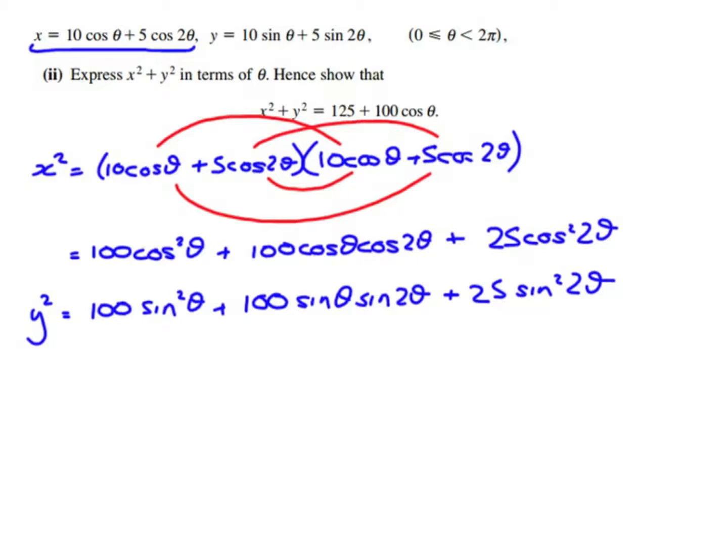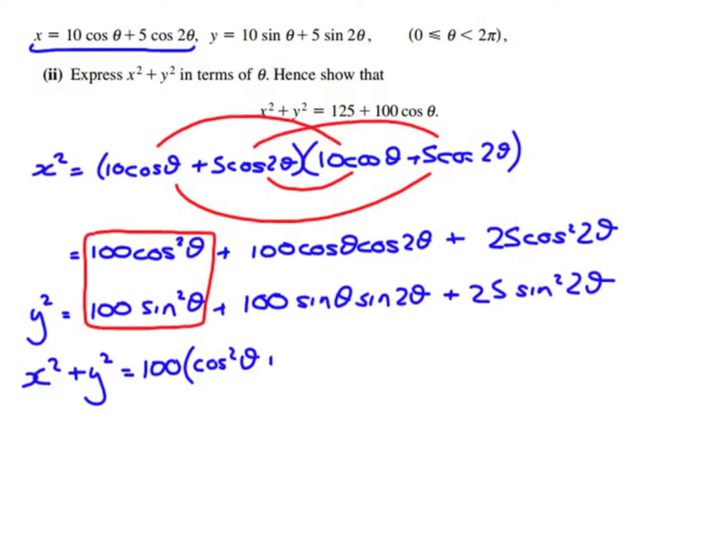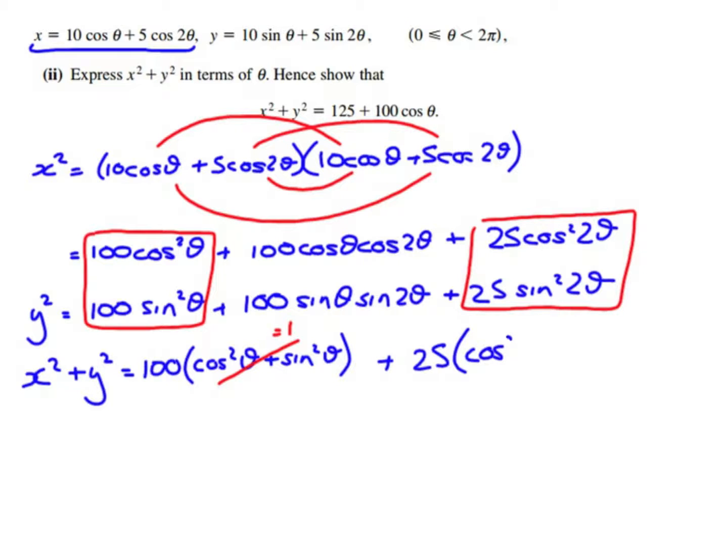Now we're actually asked to find x squared plus y squared, so we need to add these together. We'd end up with a massive line of working, but if we can spot a few things, it makes our lives a lot easier. Firstly, if we add these two terms together, we will have 100 cos squared theta plus sine squared theta, taking 100 outside the bracket as a common factor. But we know that cos squared plus sine squared is 1, no matter what the theta is. And we can apply the same logic to these two terms. We get 25 cos squared 2 theta plus sine squared 2 theta, but cos squared something plus sine squared something is 1.